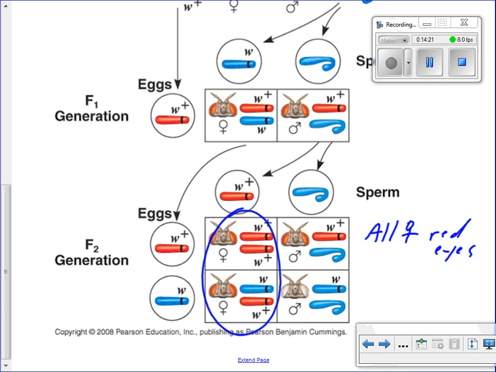Now we do need to specify that it's different for the males, and it needs to be very clear that there is a difference. So what we have is that 1/2 of the males are going to have red eyes, but 1/2 of the males are going to have the white eyes.